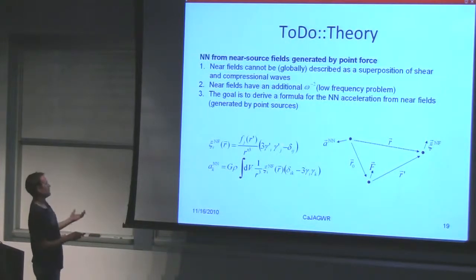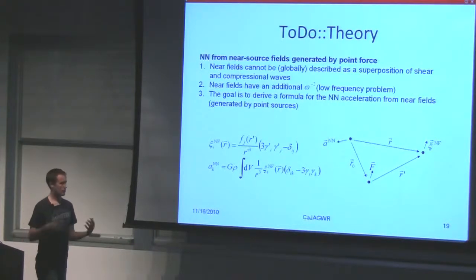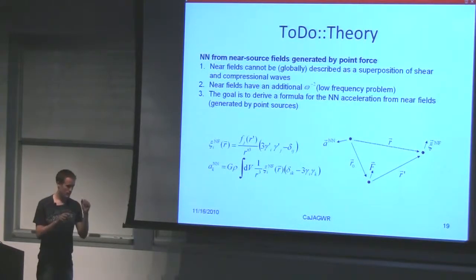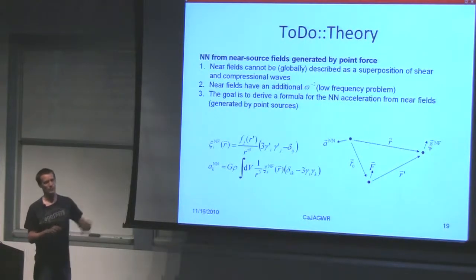So it seems to be very simple. The point is the near field. You want to calculate the complete integrated gravity perturbation from some displacement field that is generated by a point force at some distance to your test mass.